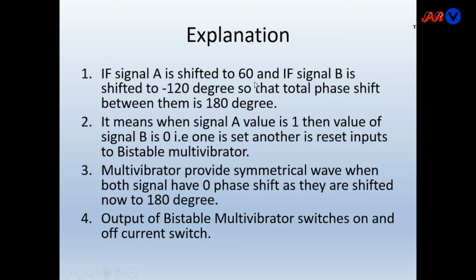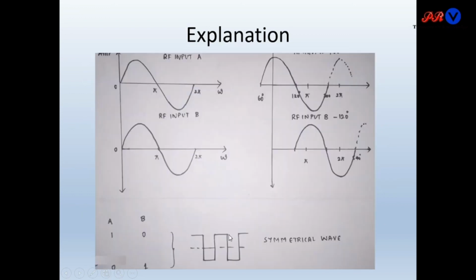Let us explain its working. If signal A is shifted to 60 degree and IF signal B is shifted to minus 120 degree, the total phase shift between them is 180 degree. It means when signal A value is 1, then the value of signal B is 0. That is, one is the set and another is the reset input to the bistable multivibrator. Multivibrator provides a symmetrical wave according to these signals, that is 1 and 0. As they are shifted now to 180 degree, they will provide a symmetrical wave.